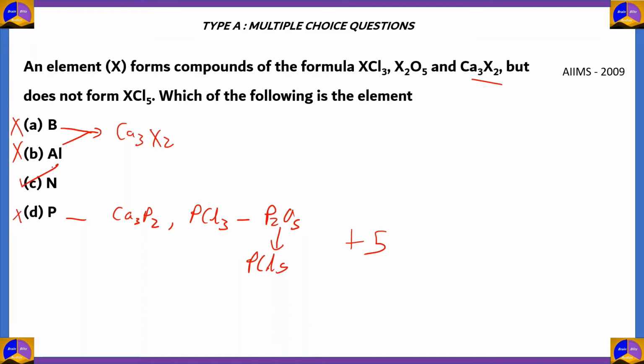The right answer is option C, nitrogen, and this is due to the absence of d orbitals. When there is an absence of d orbitals, the highest oxidation state that you'll get is 3. So it has a maximum covalency of 3, so that you cannot form NCl5, whereas you can form PCl5. So option C, nitrogen, is the element which does not form XCl5, but can form XCl3, X2O5, and Ca3X2. So option C is the right option.